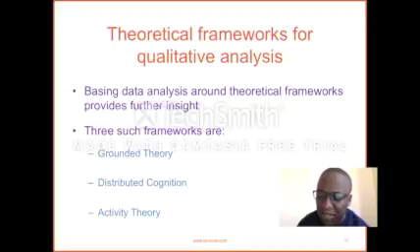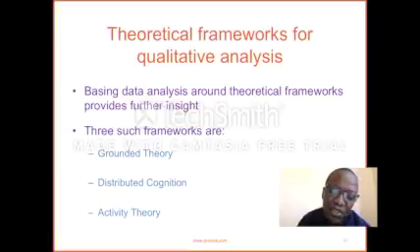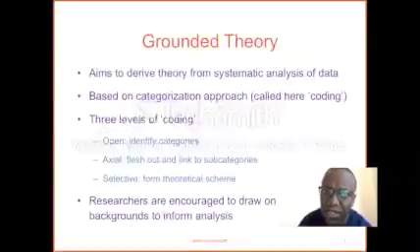So what I'll do is I'll just briefly talk about each of these, just to sort of give you an idea of what they are. Then if you're interested, you can dig further into what they're about. Okay, so we have grounded theory, distributed cognition, and activity theory as some of the theories you can use as lenses within which to view or to analyze data that you may have obtained from any given piece of research work.